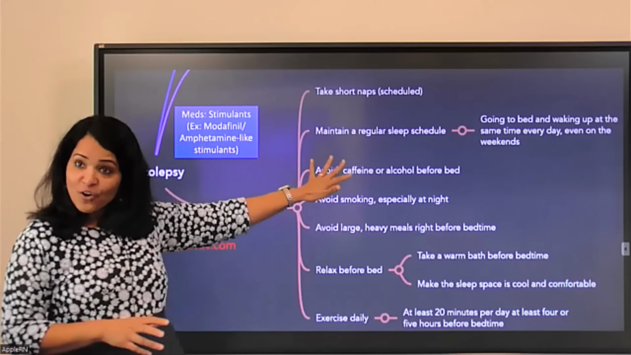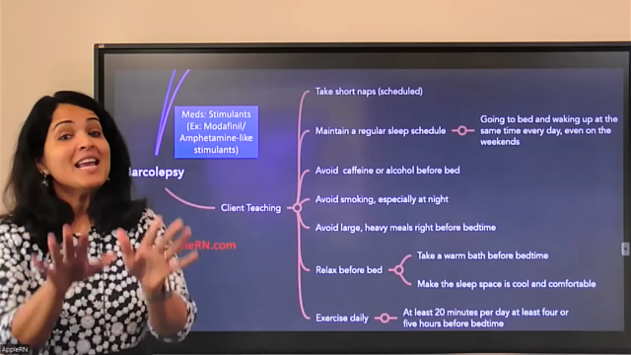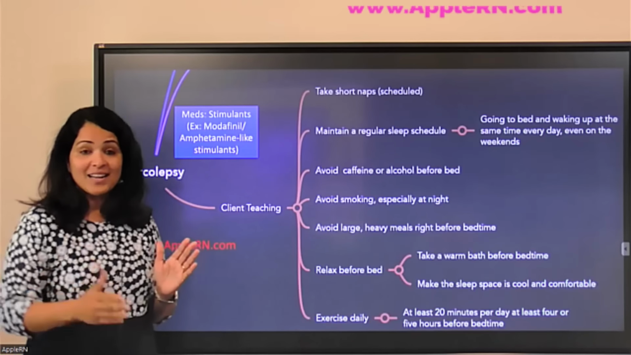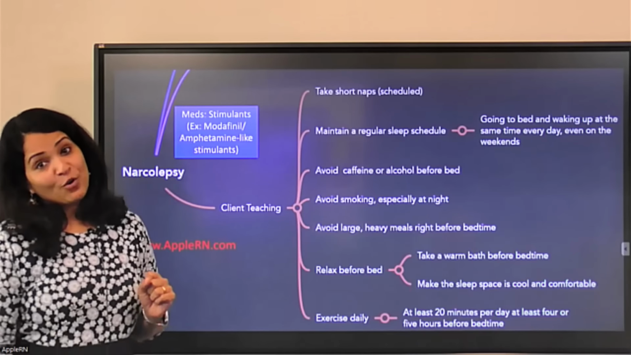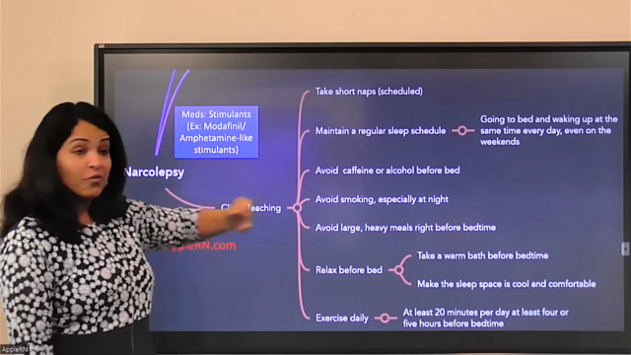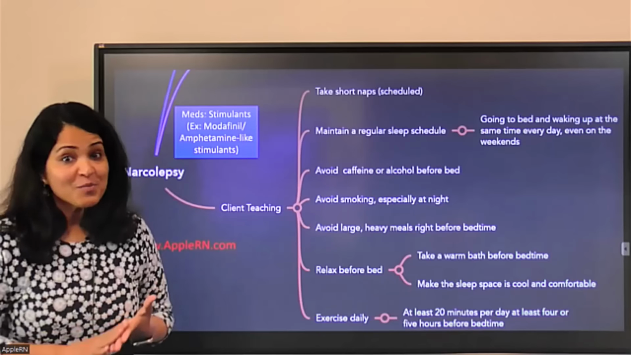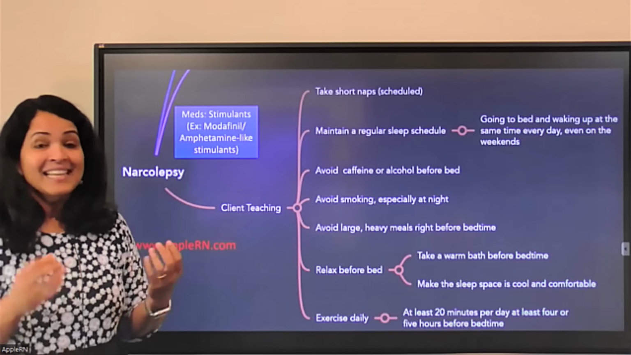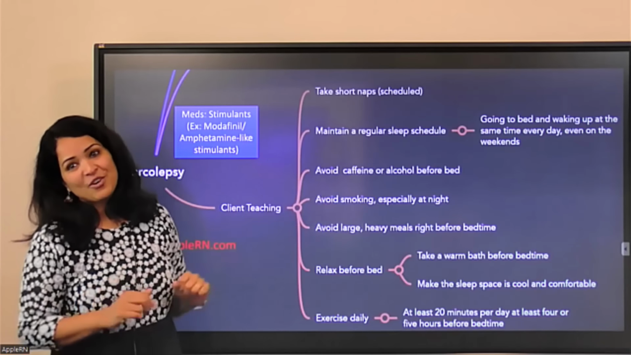And having a very regular sleep schedule, like going to bed and waking up on time, even when they are on vacation, even on weekends. With that regularity, the brain will be trained, and that will be really, really helpful. Of course, avoiding caffeine, avoiding alcohol, no smoking, because those things might interfere with the sleep cycle. Sleep hygiene is very important, and that's why we say to avoid that.